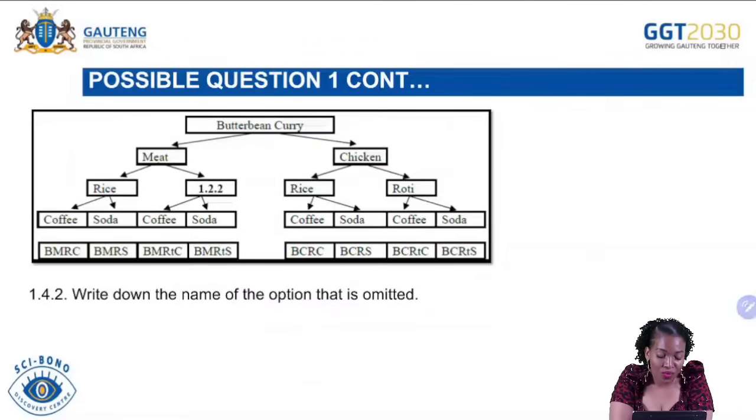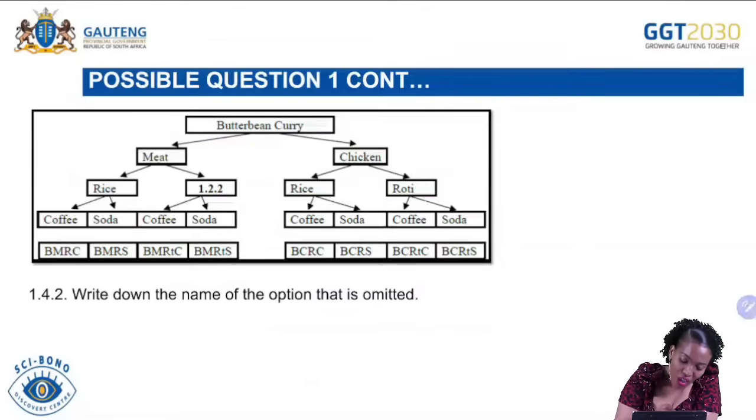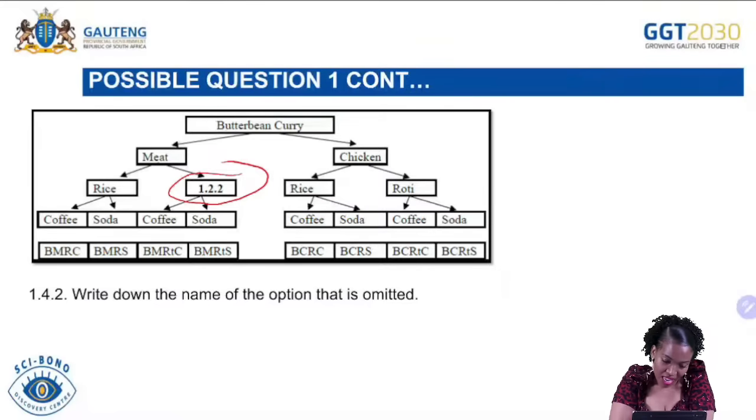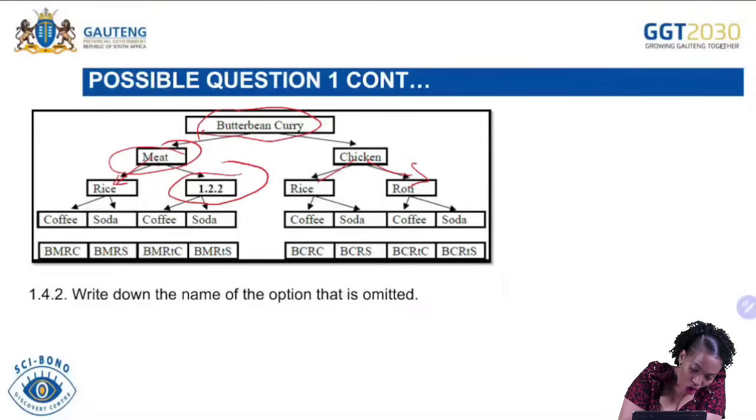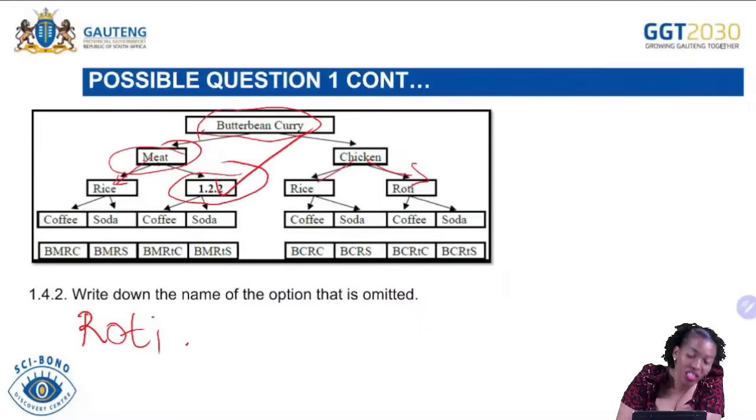1.4.2, you must write down the name of the option that is omitted. What is the omitted option? This is the omitted option. Remember, it is the butter bean curry with meat, and if you are taking the meat, you can either have it with rice or what? It is rice or roti. So the option that is omitted there is actually a roti.